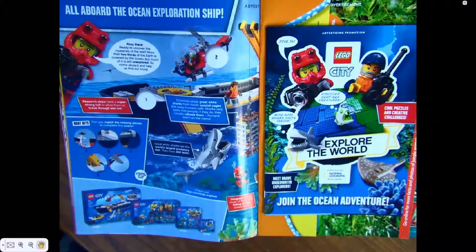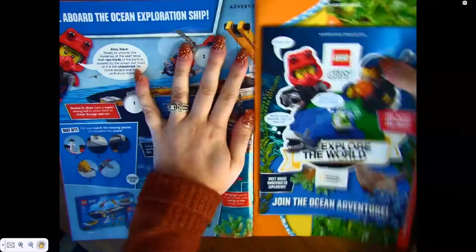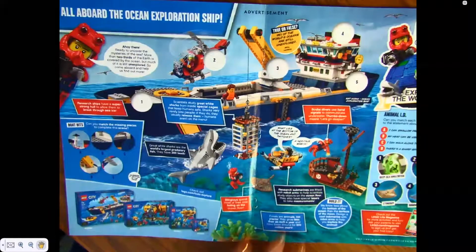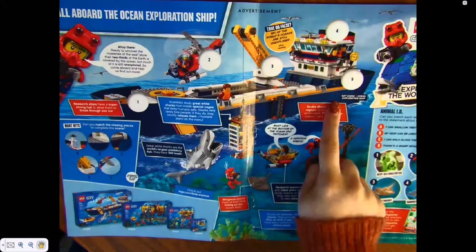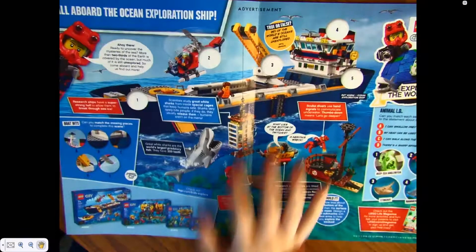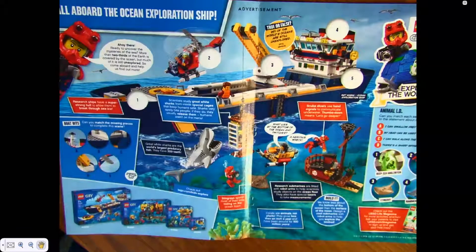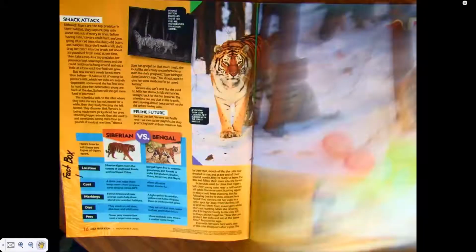I'll show y'all, I think this is a good example. This would be more of an example of a diagram, where it gives you 1, 2, 3, 4, 5, and it's labeling different parts of the ship. So this would be an example of a diagram where it's giving you these different labels of the ship. Okay. All right. So that's just a few text features that we're going to need to know about.